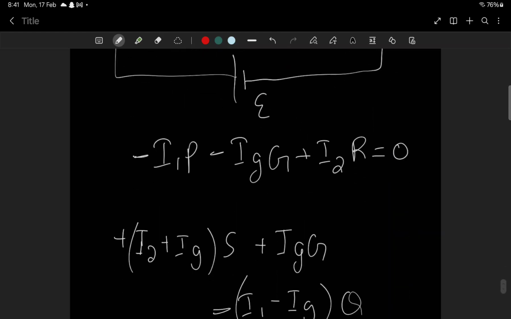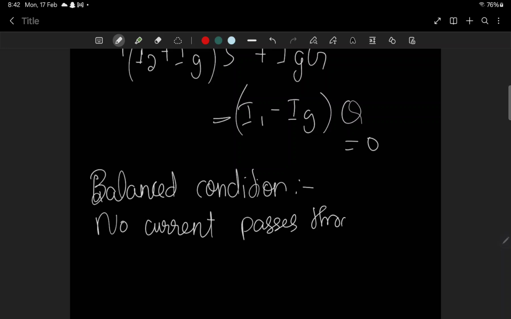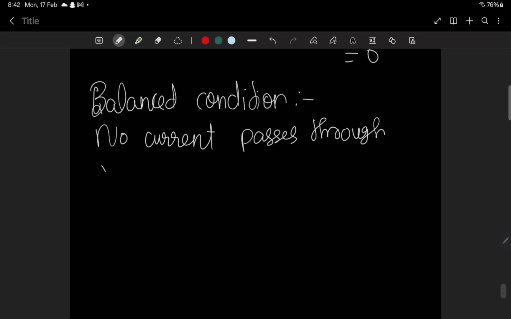But the Wheatstone bridge we use in a special condition called the balanced condition. This condition is that if we keep these resistances in a specific order, what happens? We get a balanced condition where no current passes through the galvanometer in the middle. No current passes through the galvanometer. So Ig can be written as 0.